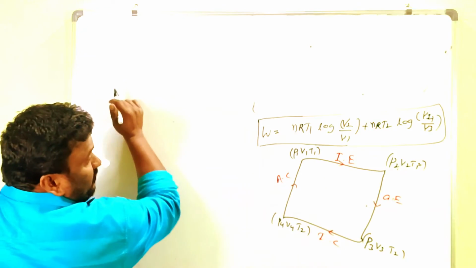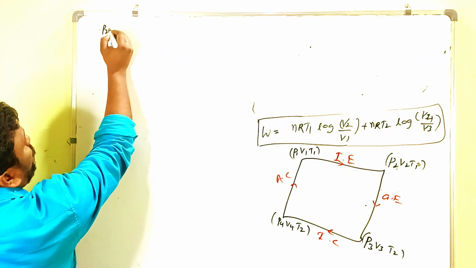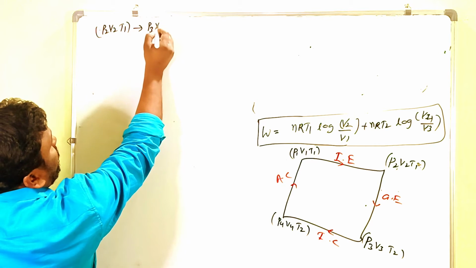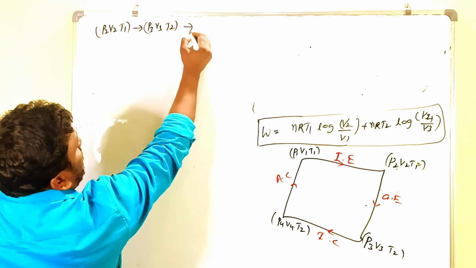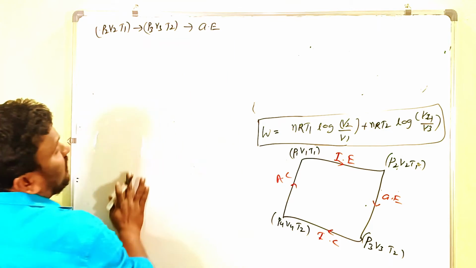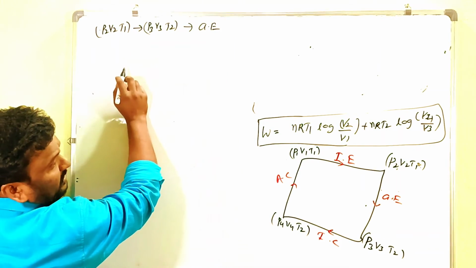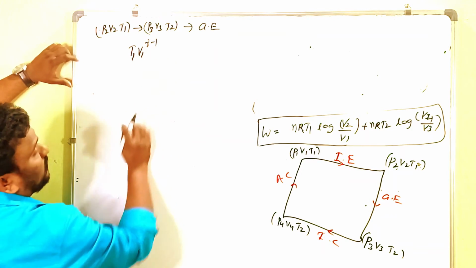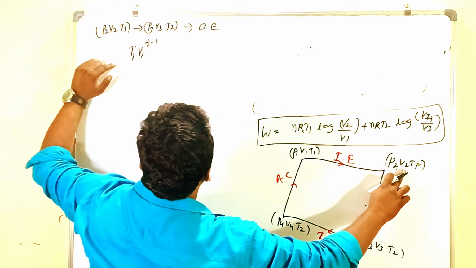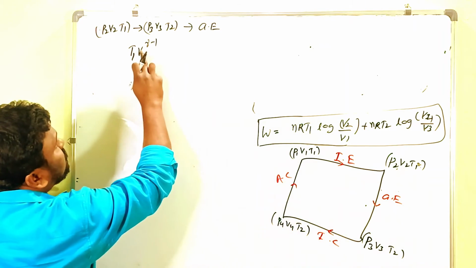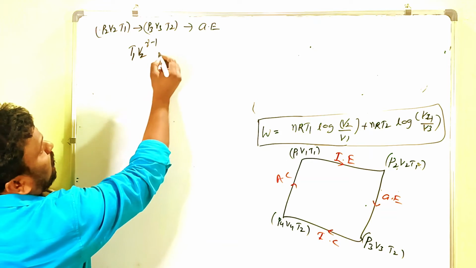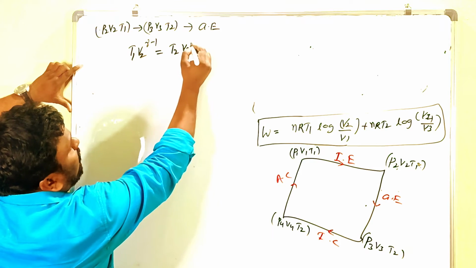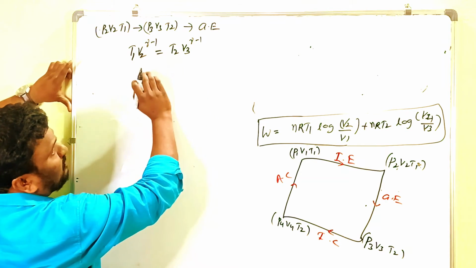So children, here P2 V2 T1 to P3 V3 T2, that is what? Adiabatic expansion. In the adiabatic process we have the formula like this: T1 V1 to the power of gamma minus 1. Here T1 and V2. So T1 V2 to the power of gamma minus 1 is equal to, here we will write, T2 V3 to the power of gamma minus 1. It is the condition in the adiabatic process.